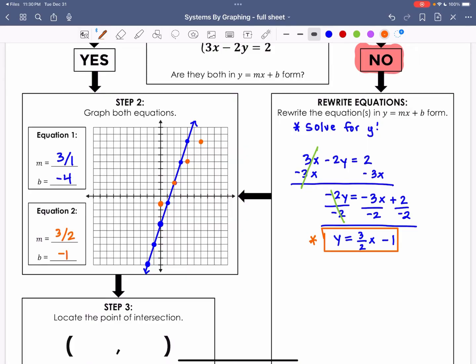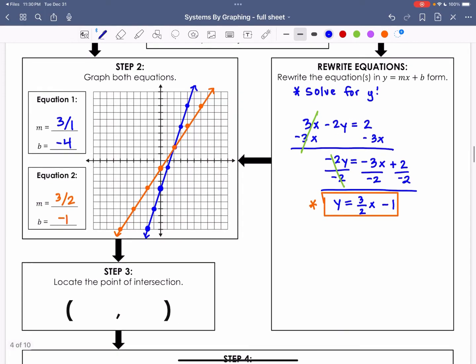And then I ran out of space, so now I'm going to reverse the pattern. So instead of rising 3, running forward 2, I'm going to fall 3 and go backwards 2. All right, once again, use something to get a very straight edge. All right, and step 2, graph both of the equations, is completed. So we are now going on to step 3, which is locate that point of intersection.